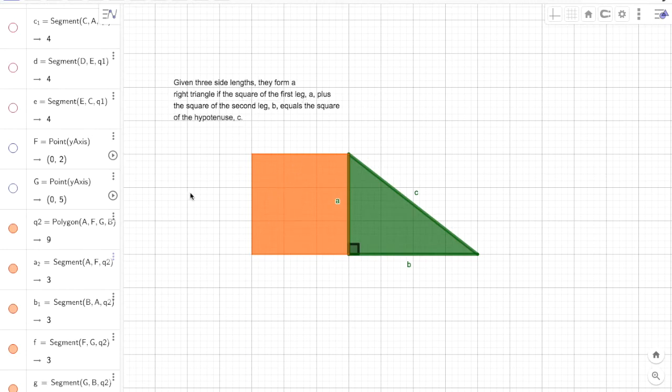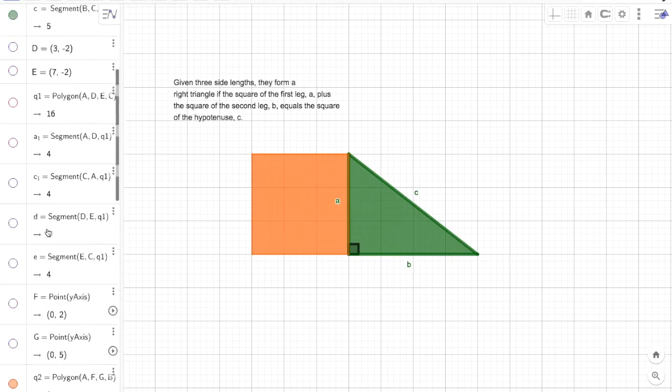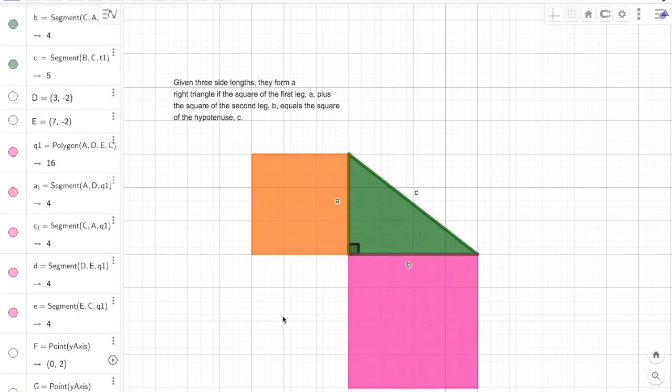This is a squared, plus the square of the second leg, b. So let's put in our b square. There it is. I've now formed a square with b down here. The square of the second leg, b, equals the square of the hypotenuse, c.